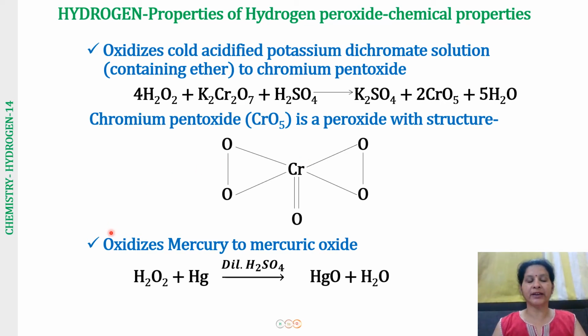Alright, the next reaction where we see the oxidizing character of H2O2 is in the oxidation of mercury to mercuric oxide. So H2O2 plus mercury in presence of dilute H2SO4 forms HgO, that is mercuric oxide, plus water.